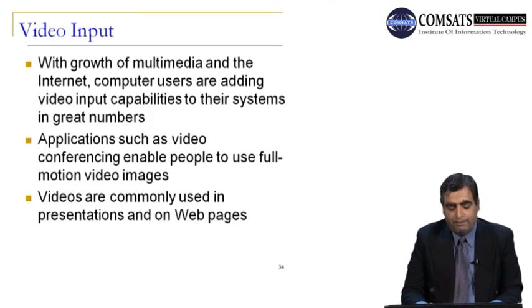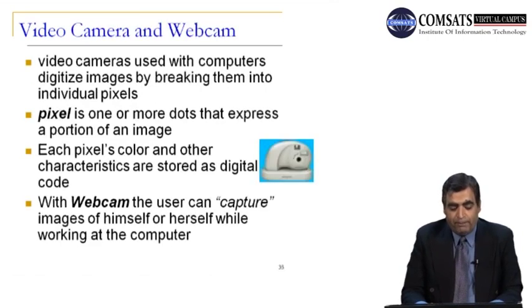The video camera and the webcam. The video camera used with computers digitizes the images by breaking them into individual pixels. A pixel is one or more dots that express a portion of an image. Each pixel's color and other characteristics are stored as digital code. This code is then compressed, because video images can be very large, so that it can be stored on the disk or transmitted over a network.